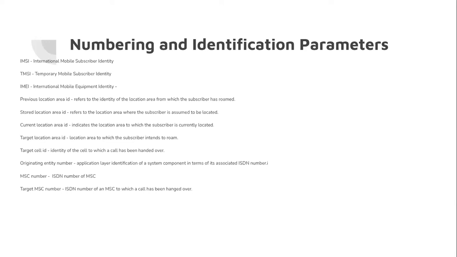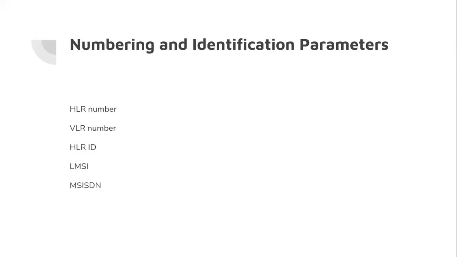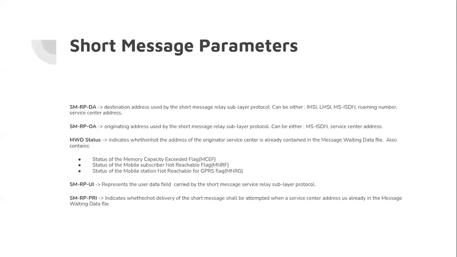Then we have the previous location area ID. This refers to the identity of the location area from which the subscriber roamed, where you were before. Then you have the stored, which is where you are assumed to be located, and the current, where you are currently. Then you have other identifiers such as the target location area ID, target cell ID, originating entity number, MSC number, and target MSC number. For the sake of time, we will not look so much into that. We have the HLR number, VLR number, HLR ID, LIMSI, and MSISDN.